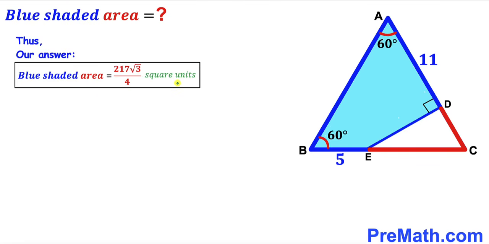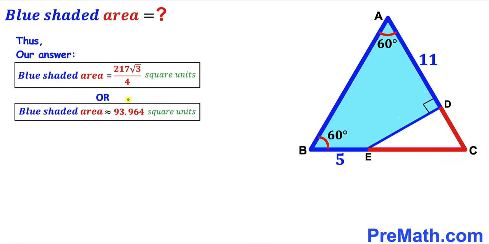So thus, after all the calculations and manipulations, the area of this blue shaded region turns out to be 217 times square root of 3 all over 4 square units. And that's going to be approximately equal to 93.964 square units as well.